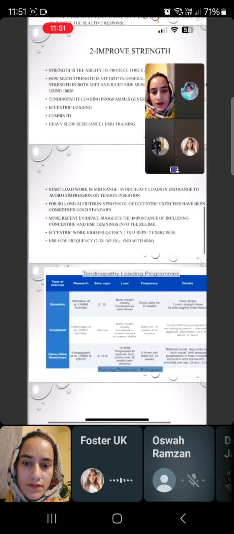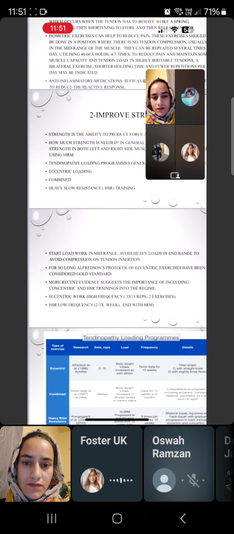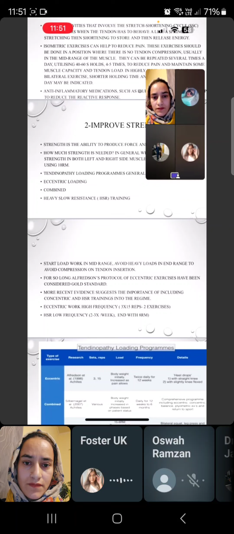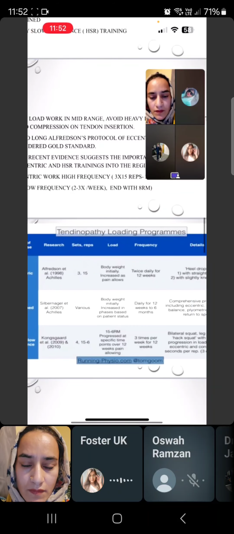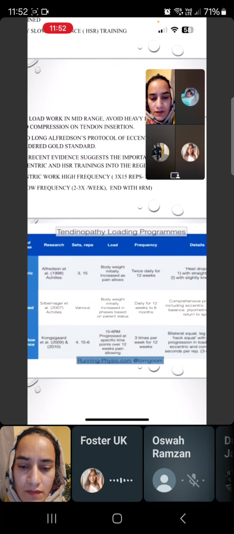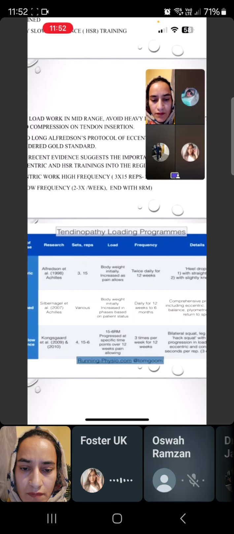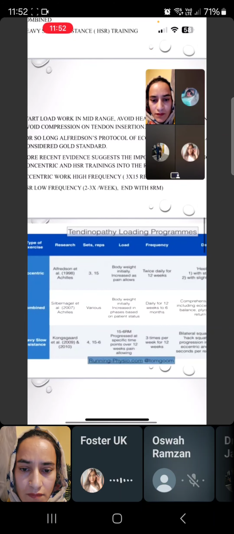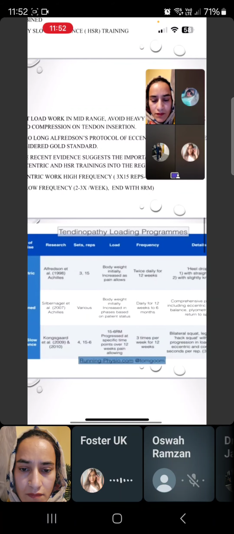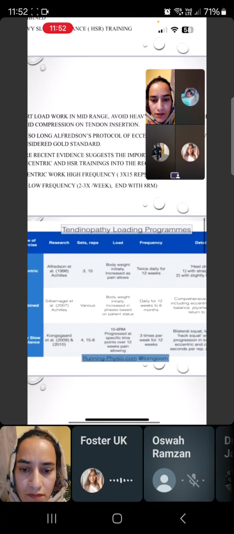Okay, so we are still at our second stage, what we have studied so far. The main important points are three protocols: eccentric, combined, and heavy slow resistance. That's how you start training your tendon. Some people start with 10 repetition maximum. As you can see in different protocols, they've started from 15 repetition maximum to 8. Some used 12 repetitions, like Alfredson used 15 repetitions. Kongsgaard also used 15 to 6. And they haven't mentioned Silbernagel.